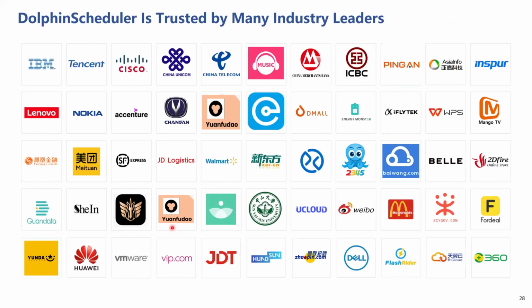For some of the great users, you can see IBM, Tencent, and Cisco. Cisco has a Kubernetes initiative for the usage of DolphinScheduler, and also some of the biggest telecom providers, and the biggest commercial bank in China. And I also heard some company uses DolphinScheduler to do vendor support, to support as many customers as they can.